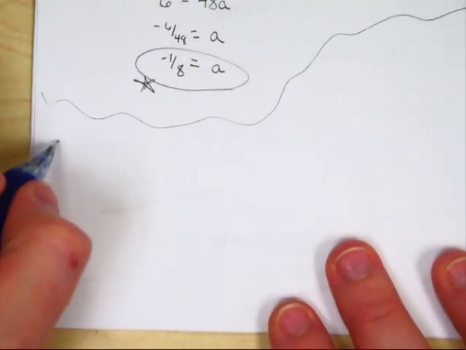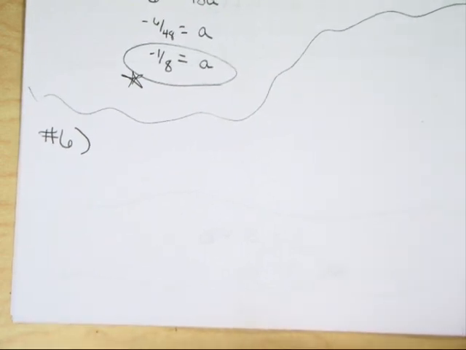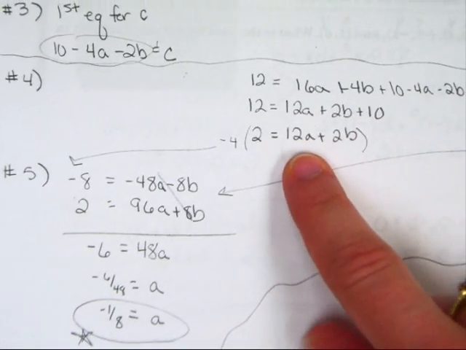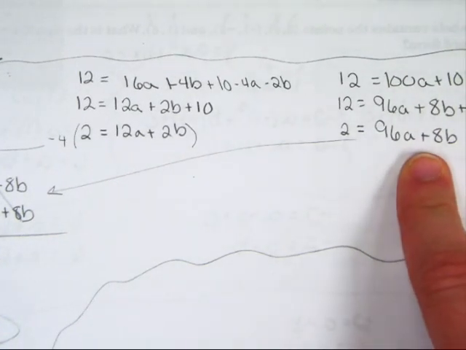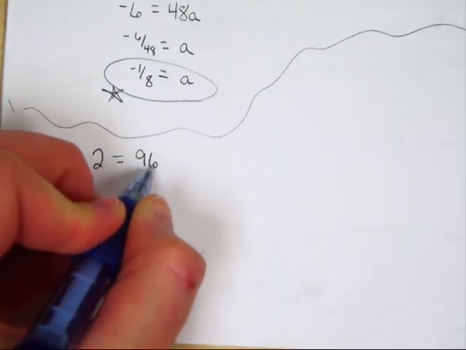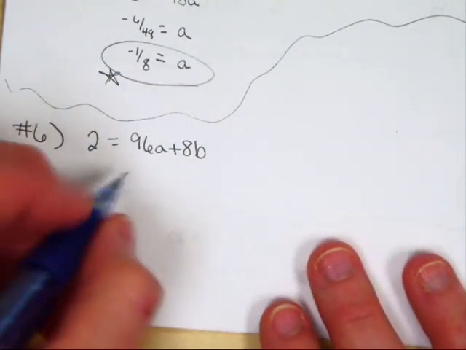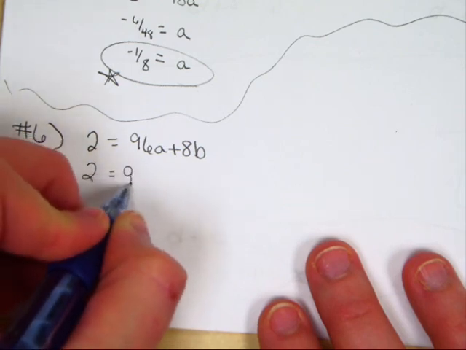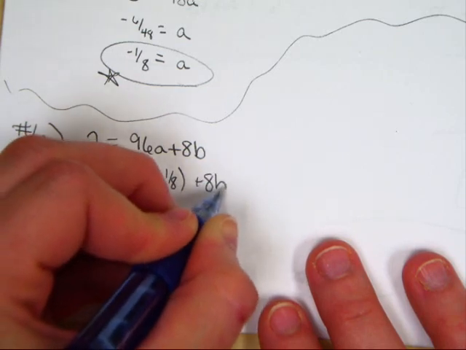Step 6. Once you get the answer from step 5, substitute that back into one of the equations from step 4. All right, I pick this one, well, because it's here. No, let's pick this one because it has an 8, and I know that's going to work out easier. So let's go back down to step 6 and write this down so we don't have to keep moving the paper. 2 equals 96a plus 8b. Let's go ahead and plug in negative 1/8. 2 equals 96 times negative 1 over 8 plus 8b.